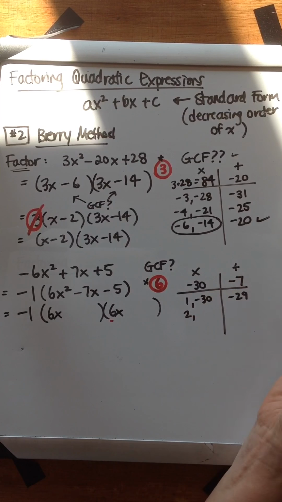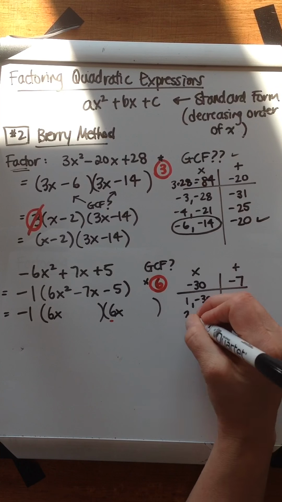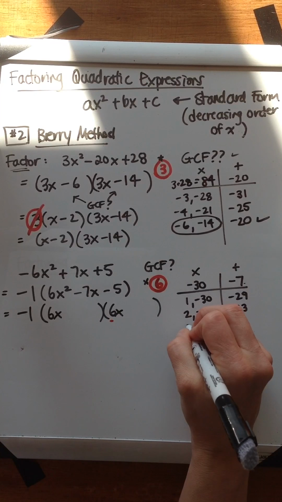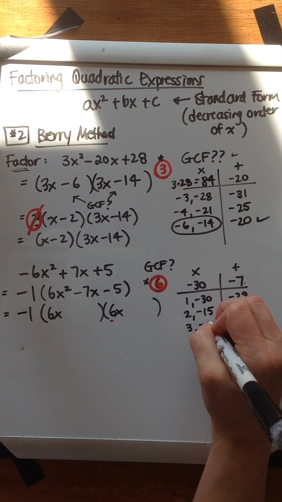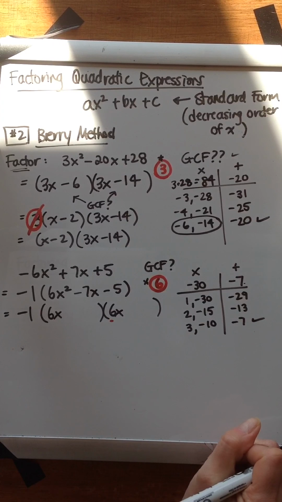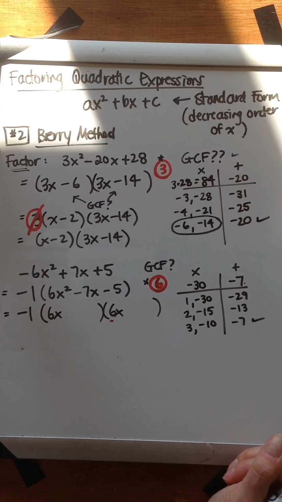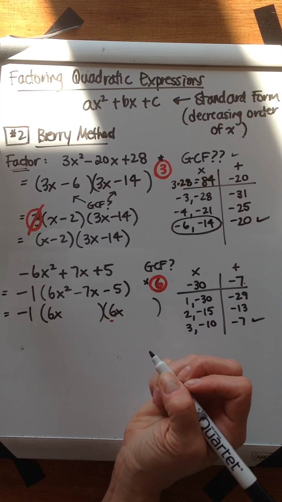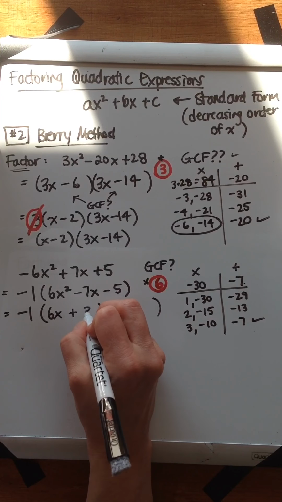Let's start with 2 then. 2 and -15. Well, when I add those, I get -13. I'm getting closer. What happens if I try 3 and -10? Lo and behold, I get -7 as their sum. So let's take these two, this +3 and this -10, and let's put them in here.